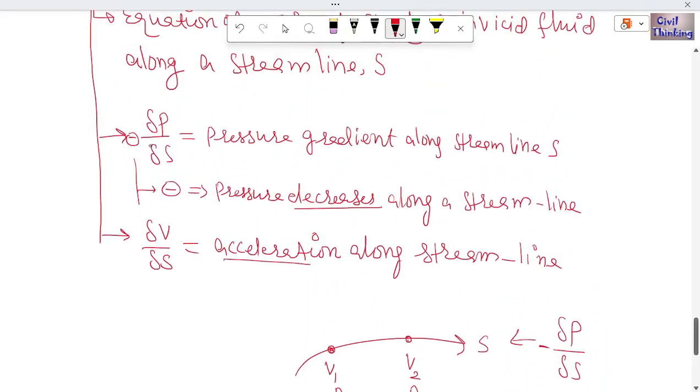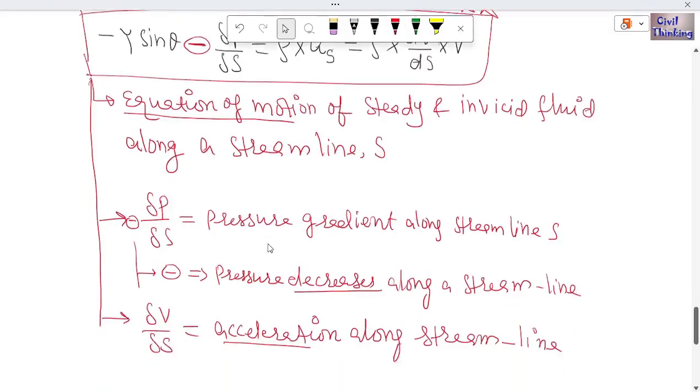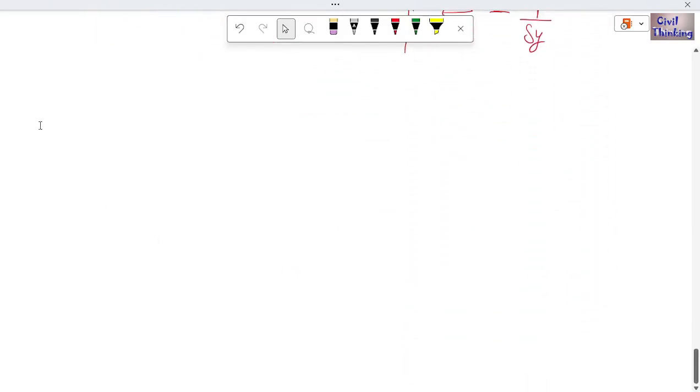So don't get confused if you see a problem, the streamline is along X axis, so you will just replace it. I believe that I have given a very simplified explanation of how we can apply Newton's second law in fluid dynamics to get our equation of motion. Now I will solve a problem here on this equation of motion, and then we will conclude this lecture.